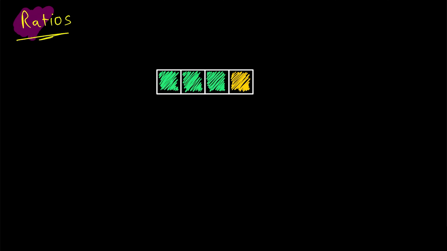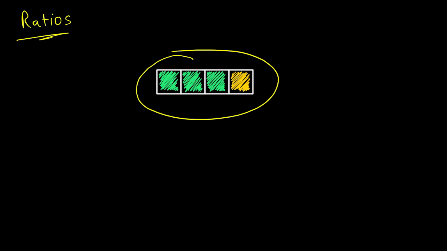Don't overthink what ratios are. A ratio is just a way of comparing one amount to another, or a way of comparing one number to another. For example, look at this sequence of squares we've got on screen. What is the ratio of green squares to orange squares? Answering that question is very simple. There are 1, 2, 3 green squares and 1 orange square.